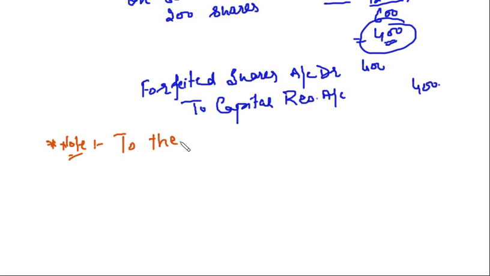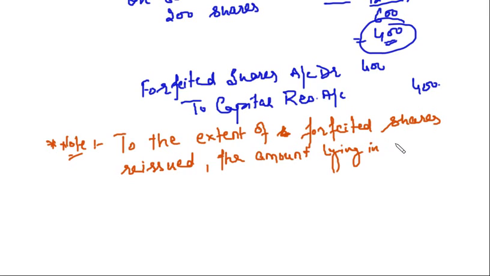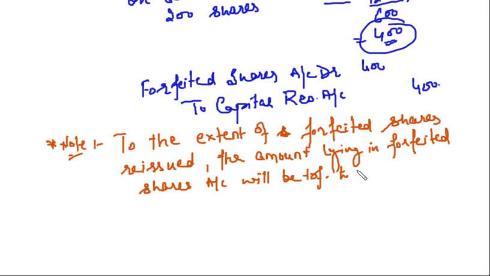To the extent of forfeited shares reissued, the amount lying in forfeited shares account will be transferred to capital reserve. Right? Clear?